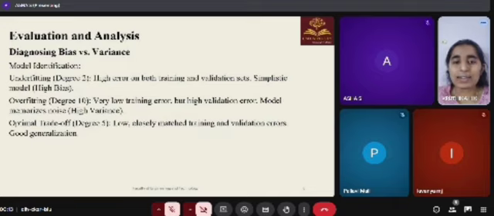Next, overfitting, degree 10. The model is too complex and learns not only the data pattern but also the noise. It performs very well on training data but poorly on validation data, showing low bias and high variance. Optimal trade-off, degree 5. The model achieves a good balance on both training and validation. Errors are low and close to each other. It generalizes well to new data, showing an ideal bias-variance trade-off. Next slide.